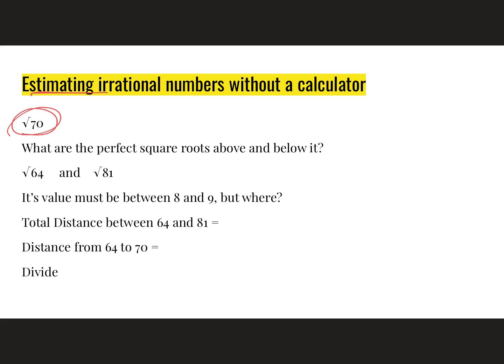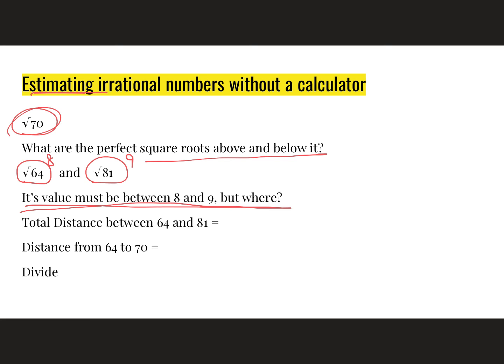So, the square root of 70, we looked at that. What are the perfect square roots above and below it? We said it's between the square root of 64 and the square root of 81. Remember, the square root of 64 is 8. Square root of 81 is 9. So its value must be between 8 and 9.